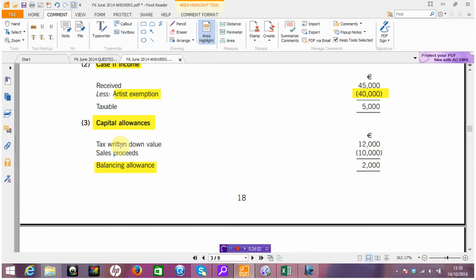So, in effect, on that date, we're looking to compare the tax written down value that we're given with any proceeds, and that happens to be 10. Because the tax written down value is less than the proceeds, in effect, the Revenue have underestimated the capital allowances that are available. So what we've got to do is say, okay, this is the tax written down value. Let's compare to the proceeds. The difference, obviously, is going to be a balancing allowance.